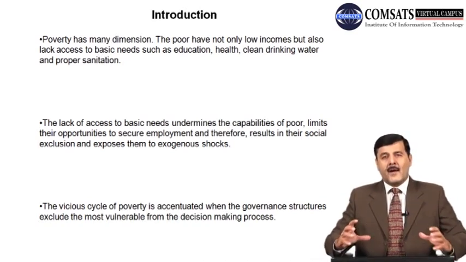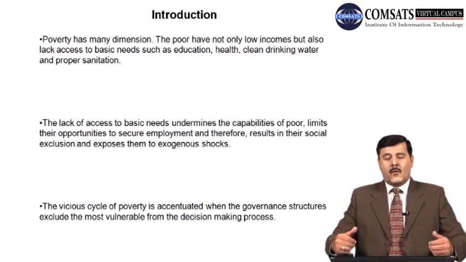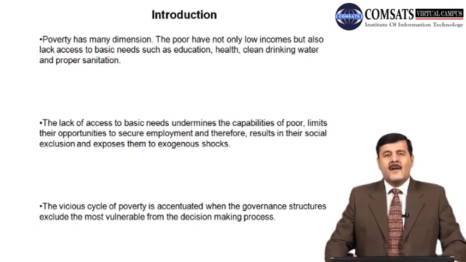Right, so जब हम ये कहते हैं कि they lack those basic facilities, basically they are exposed to different shocks in the economy, and then it would be difficult for them to deal with those shocks. The vicious circle of poverty is accentuated when the governance structures exclude the most vulnerable from the decision making process.